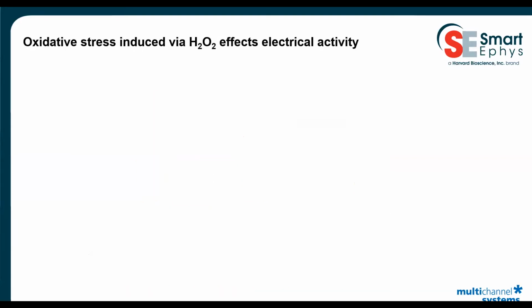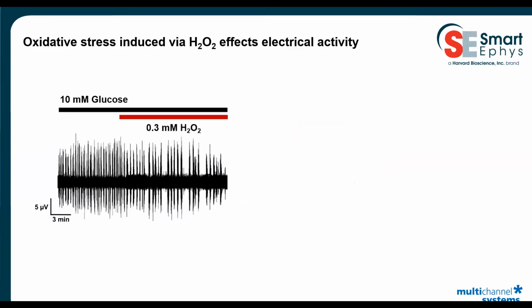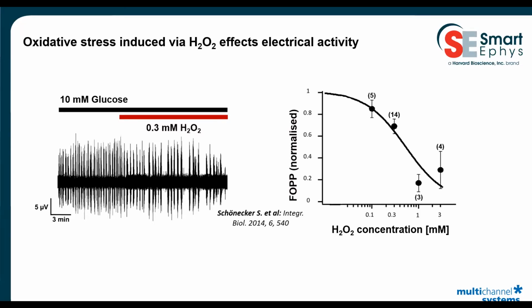So I induced oxidative stress via hydrogen peroxide, H2O2. And you can see on this example recording that the effect was directly detectable with the MEA system. And also the quantification in this dose response curve here, the FOB plotted against the H2O2 concentration. So this was a nice start for this experiment.